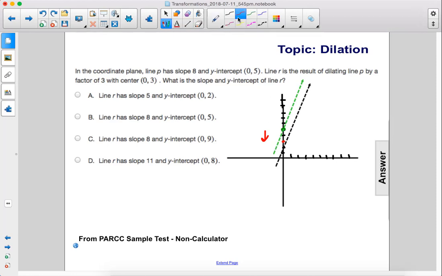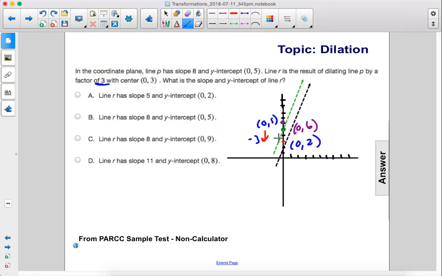Now, this point there is (0, 2), because we were at (0, 5) and then we went down 3 units. Now, if we dilate this point here from the origin with a scale factor of 3, that becomes (0, 6), which is up here. But then we have that line dilation.